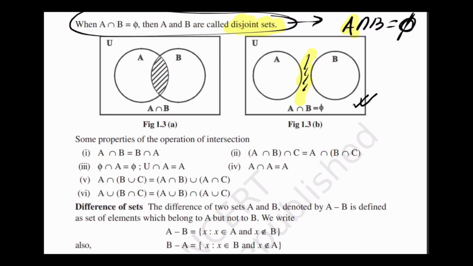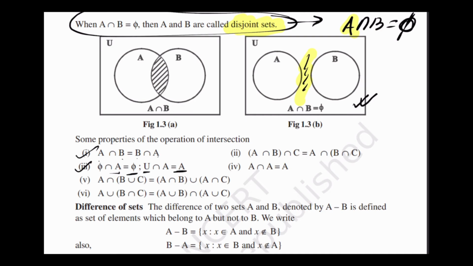Clear? Now, same thing, a few properties are there: A intersection B and B intersection A are the same thing. We all know. Okay. If I do an intersection with nothing, I'll get nothing only because nothing is there. If I do an intersection with the universal set, I'll get the same thing, A, the smaller one. Okay. So that is there.